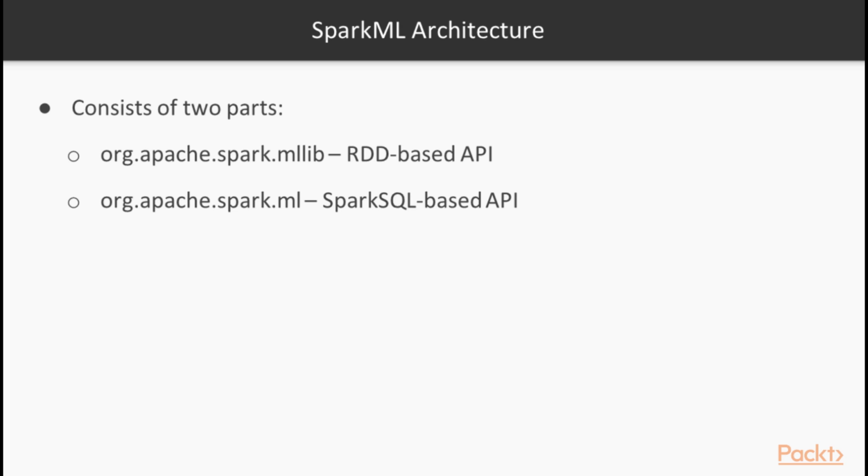This duality in data representation drives the duality of the Spark machine learning module. As you can see, this module consists of two parts. The first part deals with RDD-based collections, and the second part deals with SparkSQL-based collections. So you should select the Spark machine learning module based on the type of the collections you are working with. Since in this course we are covering only SparkSQL-based data structures, here we will also focus on the Spark machine learning API for SparkSQL data structures.